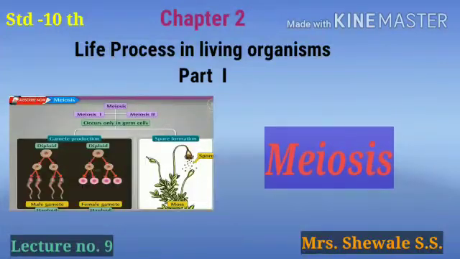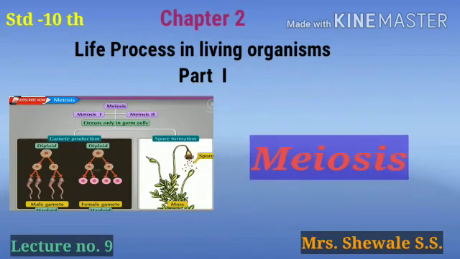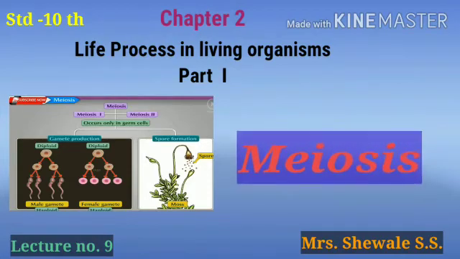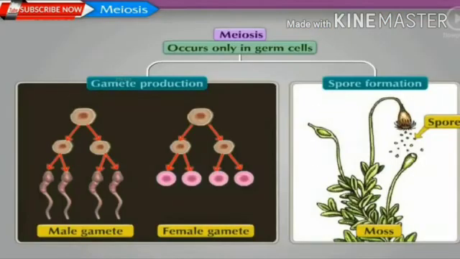Students, in the previous lecture we got detailed information about mitosis cell division. Today we are going to learn about the second type of cell division, meiosis. Meiosis occurs only in the germ cells. This means meiosis is necessary for gamete production and also spore formation.